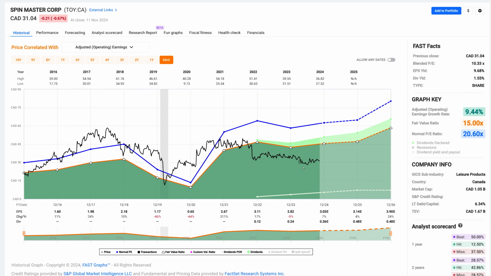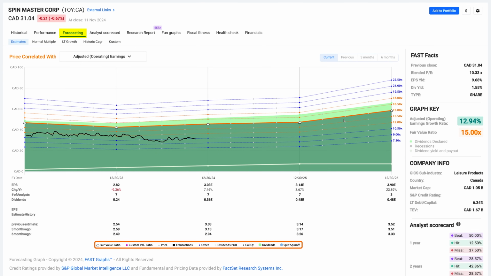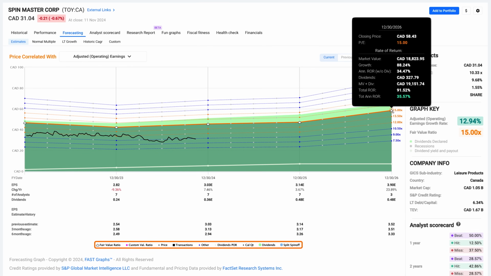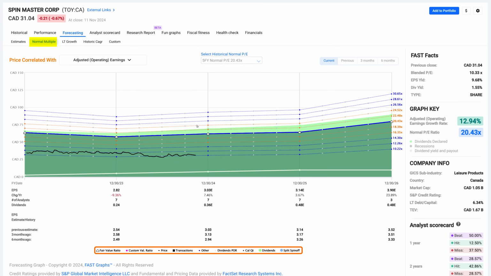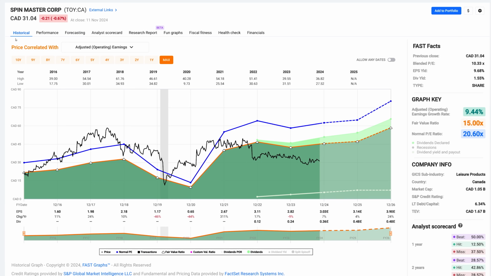They're expected to recover this year, and the stock is starting to show some promise. Looking at it from a forecasting point of view, it could be a really good rate of return generator at a 15 multiple. At a normal multiple, it could even be better. So this is one that you might want to take a closer look at.